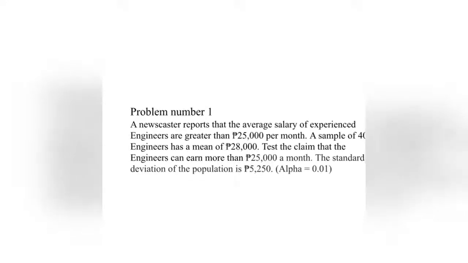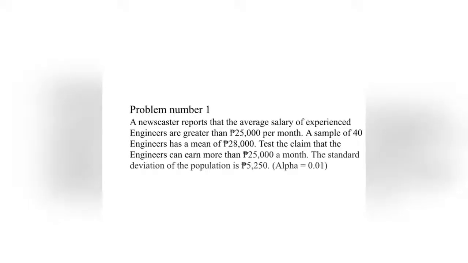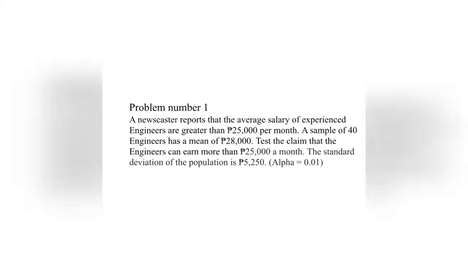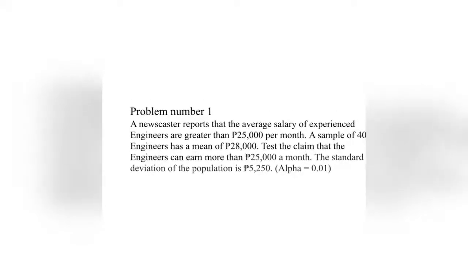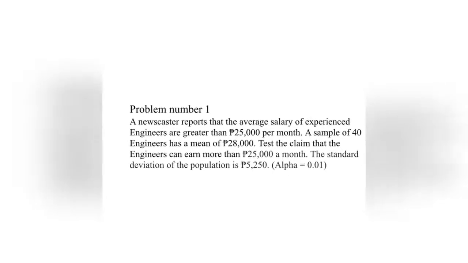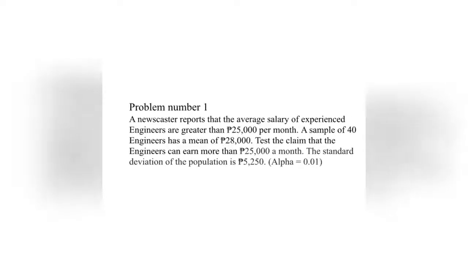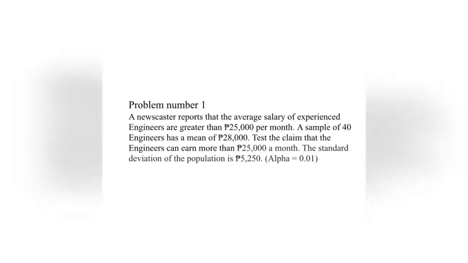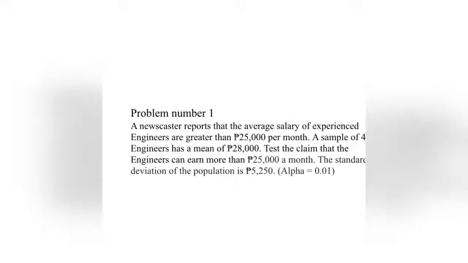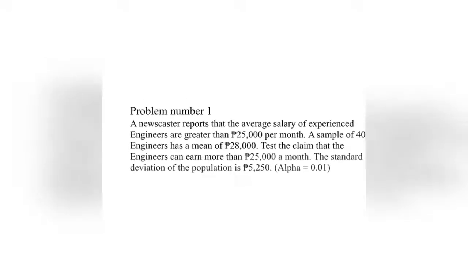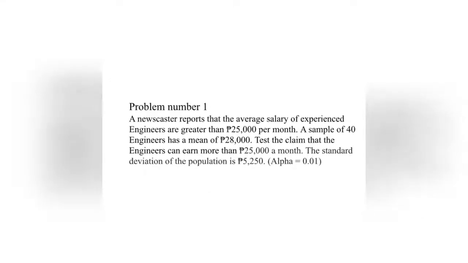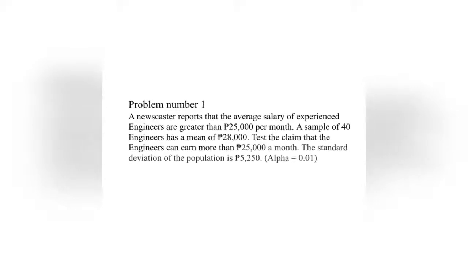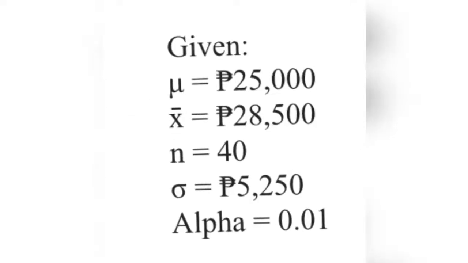Here's example number 1. A newscaster reports that the average salary of experienced engineers is greater than 25,000 pesos per month. The sample of 40 engineers has a mean of 28,000 pesos. Test the claim that the engineers can earn more than 25,000 pesos a month. The standard deviation of the population is 5,250 pesos, with an alpha of 0.01.